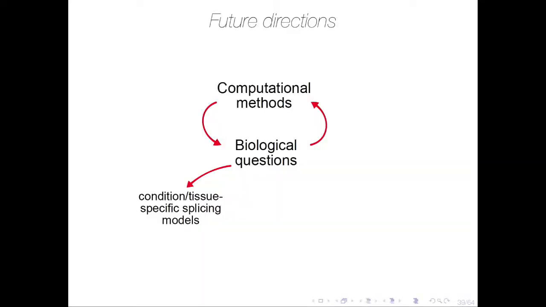So one is trying to learn condition and tissue-specific splicing models. The neural network I've shown you is pretty good at predicting splicing outcomes in a relatively tissue-agnostic way, but predicting subtle differences between tissues is very challenging. And there are data resources that can be leveraged there, including genomic methods that measure the position of the binding of different RNA binding proteins to RNA.